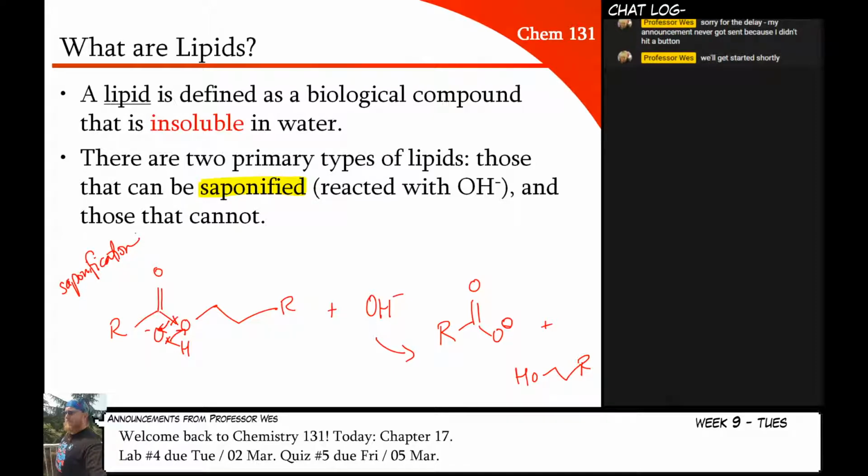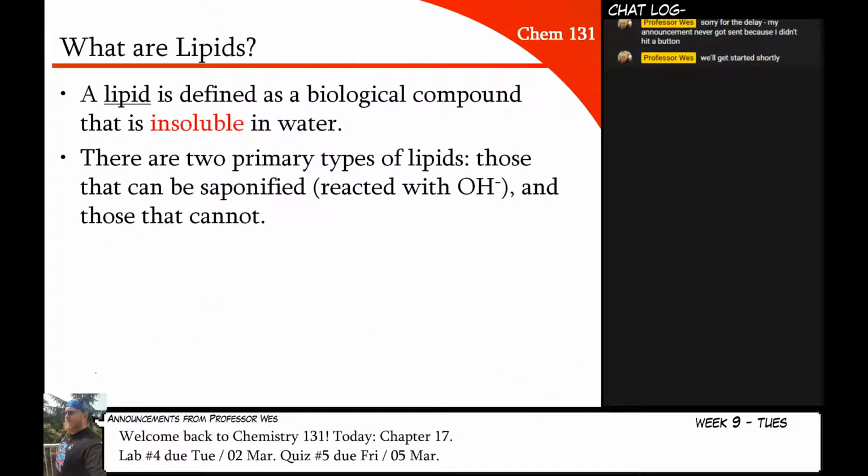All right. So some lipids you're going to be able to saponify, which means that some lipids must be esters. In fact, most of the ones we're going to study are esters. And then there are going to be lipids that you specifically cannot saponify because there are no ester linkages in them. Those are specifically going to be steroids, which we'll talk about later.